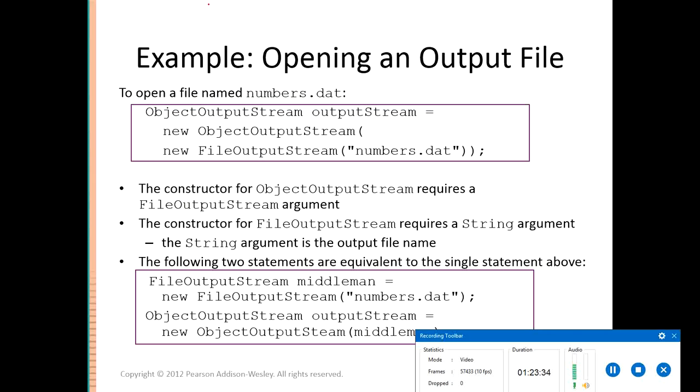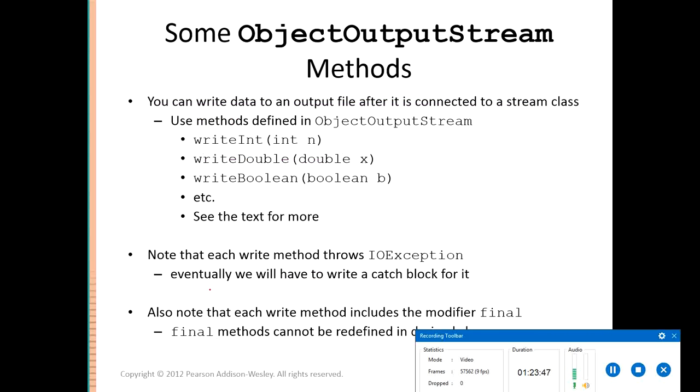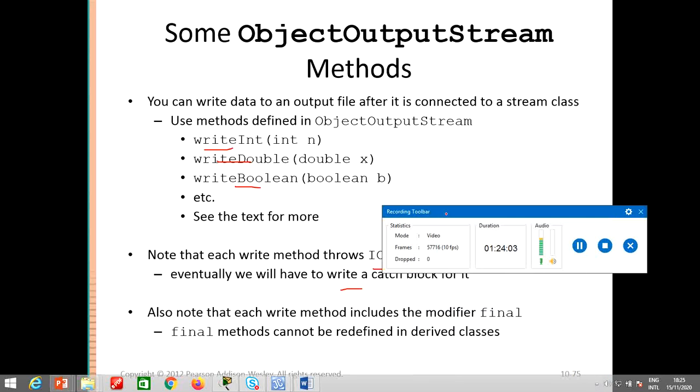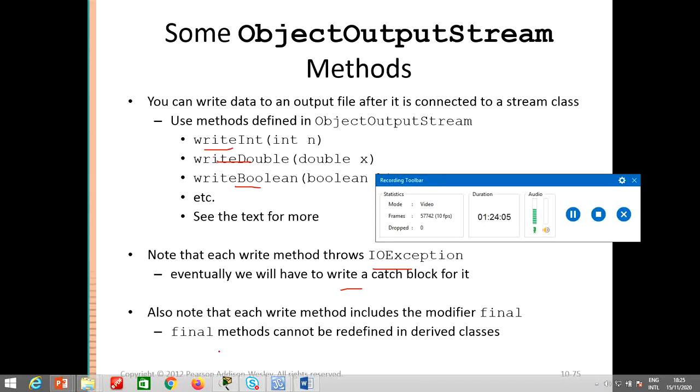So to open a file, you need to create an object of the object output stream and use the file output stream to take the name of the file as an argument. And you can split these lines into two, just like we discussed in the text files. Some of the methods are writeInt, writeDouble, writeBoolean, which you can write into the binary files. Each write method throws IOException, so we will have to write a catch block for it. And each write method includes the modifier final. Final methods cannot be redefined in the derived classes, as we know.